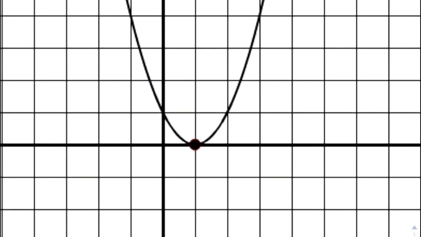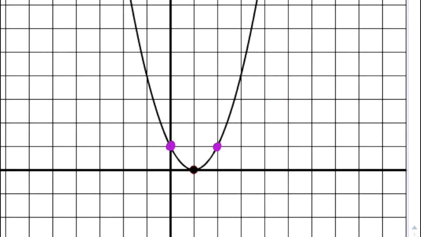It's always opposite of what you would think. Now, this one is not getting wider or skinnier than my parent function. I'm still going right 1, up 1, right 2, up 4. It's still following that pattern.